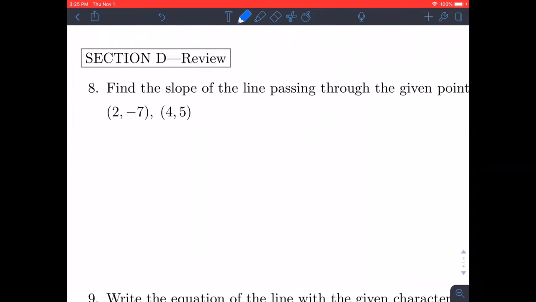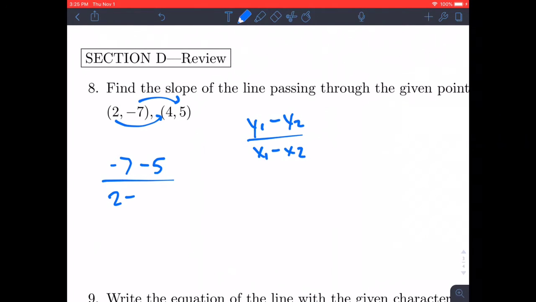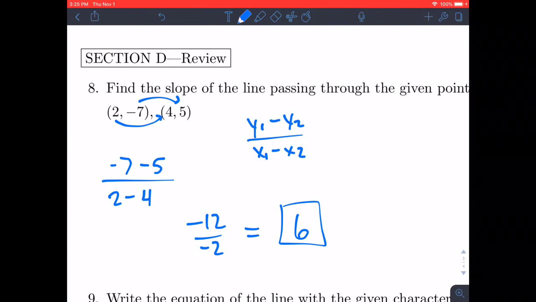Find the slope of the line. Don't forget slope is just y1 minus y2 over x1 minus x2. We can subtract either order as long as we're consistent. So if we do negative 7 minus 5 on top, then on the bottom we just have to do 2 minus 4. So that spits out a negative 12 over negative 2. Slope there is a positive 6.